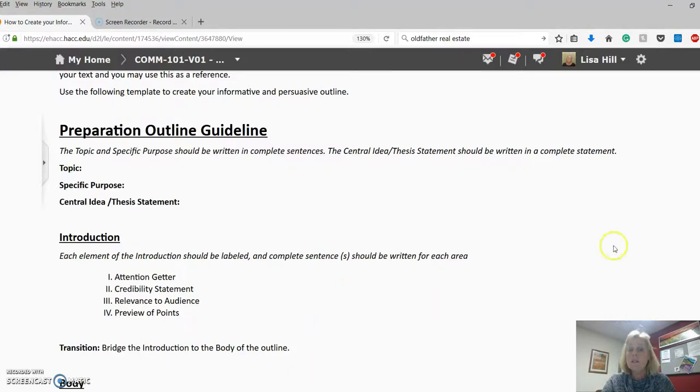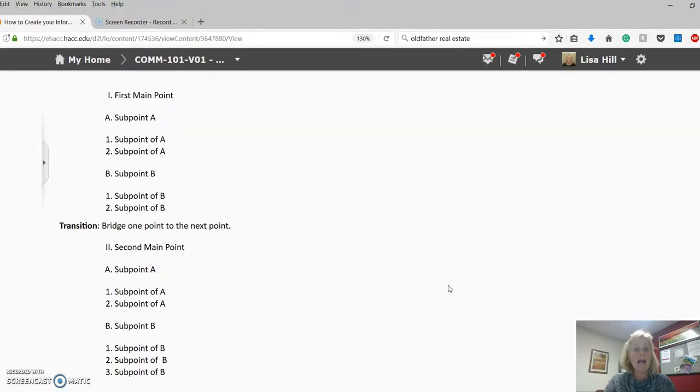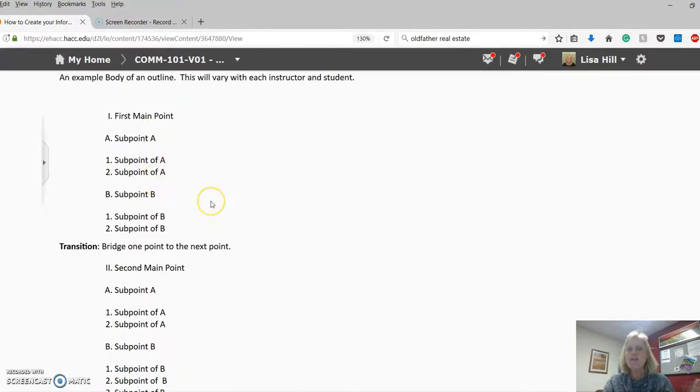You transition into your body, and I just want to mention for this purpose here, I think I have 5 main points for your example and many subpoints. You do not have to follow all these subpoints and main points. You know that you need at least 3 main points, no more than 5 main points, and it's up to you how many subpoints. I mean, you do need to have subpoints to support that main point, but how many you want for each area.